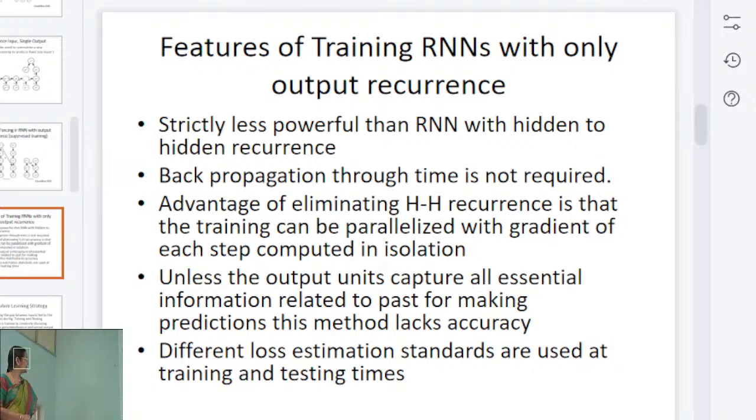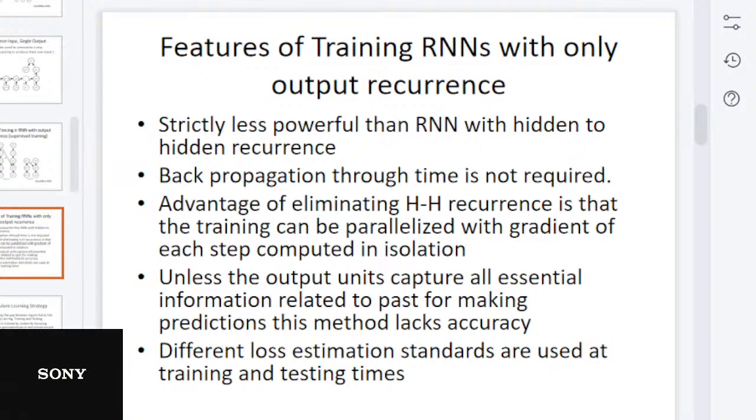Okay? Next, unless the output units capture all essential information related to the past for making the predictions, this method lacks accuracy. So, this is the problem. What is the difference between a state and the output? The output is something that needs to be produced and it will be checked against the desirable output. But in addition to the generation of output, that is one task, you will be gaining some experience that is stored in the form of state.